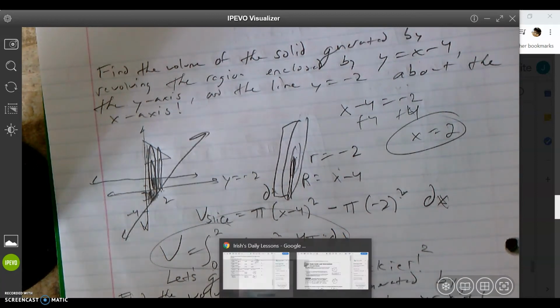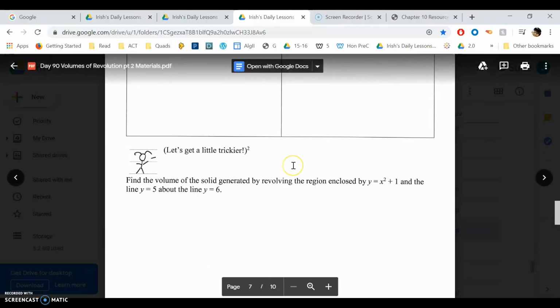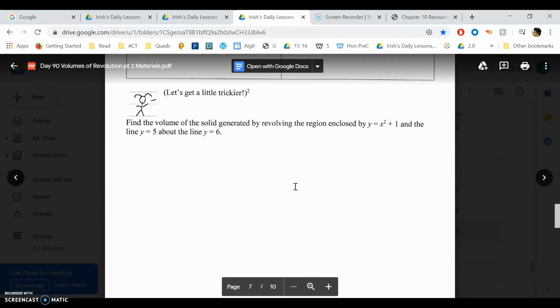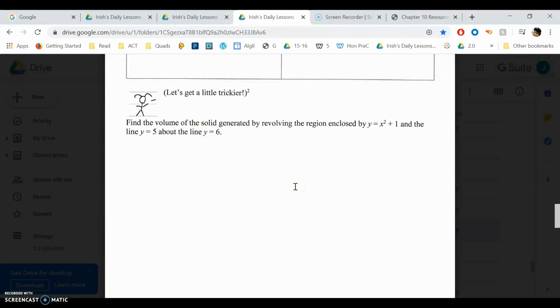All right, so here it is. Check it out. A little trickier. Oh my goodness. So write this one down right here. Find the volume of a solid generated by revolving the region enclosed by y equals x squared plus 1 and the line y equals 5 about the line y equals 6. All right, let's see if we can do it.